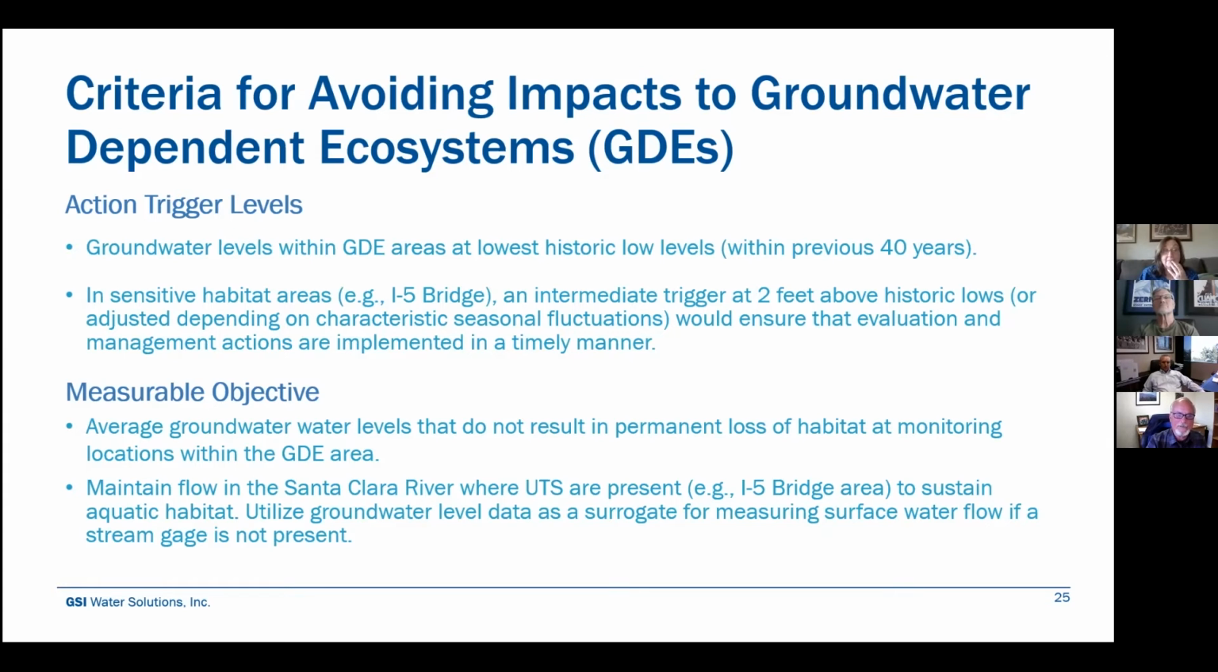Because we don't have surface water gauging stations at some of these places like the I-5 bridge, and we're not sure that we can actually get one installed that would give us meaningful data, we're probably going to use groundwater levels measured in a nearby shallow piezometer as a surrogate for what the water level in the pool would be. We'll develop a correlation of flow in the pool, or elevation of water in the pool, with the groundwater level nearby. That will be part of this program.